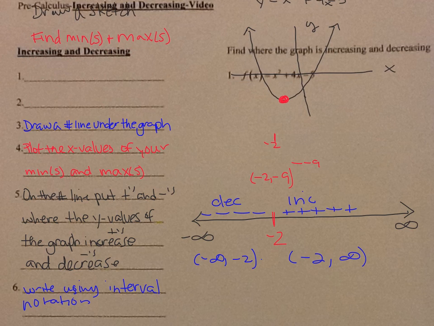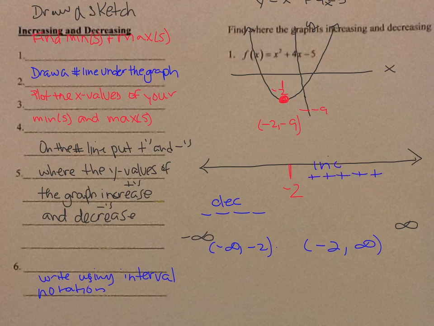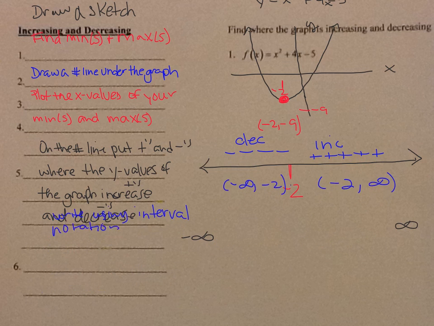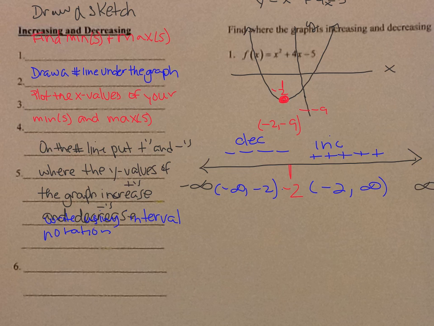And then the last thing I would want you to do is just to rewrite it. Sorry, could have messed it up. Okay, so you would just write it like this now. You're increasing, so it's increasing from -2 to infinity, and it's decreasing from negative infinity to -2. So you're just labeling it. Okay, so let's try another one.